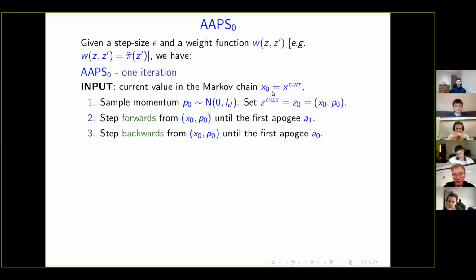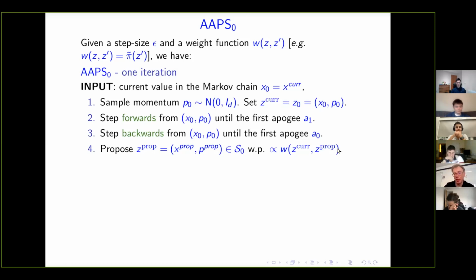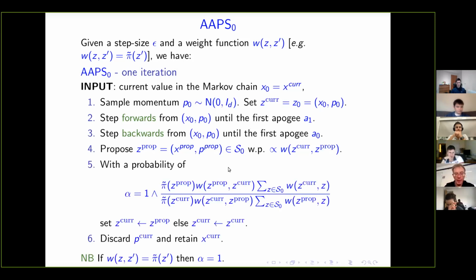So we're at x0, and just like HMC, we sample a momentum. We time step forwards until the first apogee, and time step backwards until the first apogee going backwards. Then we propose one of the points in that segment at random, with the probability of proposing a particular one proportional to its weight. It might be just proportional to the extended target at that particular proposed value. And accept it with this probability. We'll see exactly why this is the right one on the next slide.